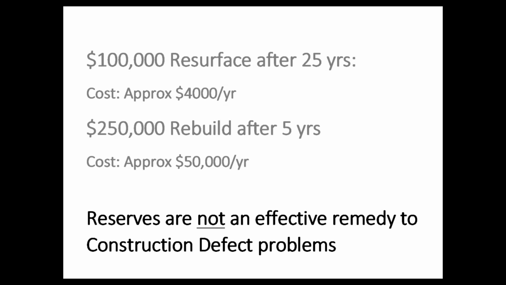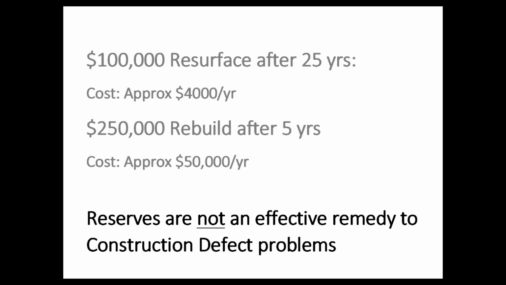So boards then are faced with, okay, we've got to look at some other solution besides reserves. And that usually involves investigating whether or not there's been some type of defective product or defective construction used, and then pursuing a builder or developer and looking to their insurance to correct and make the association whole.